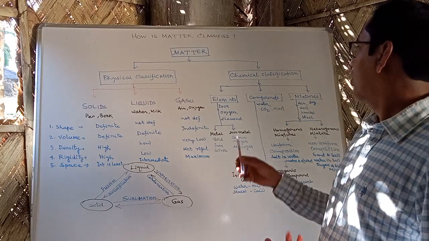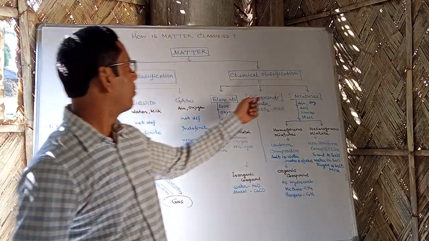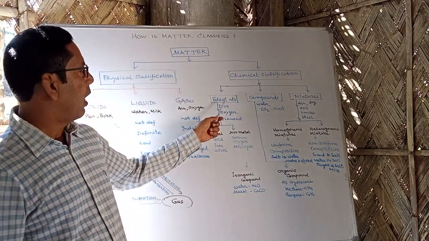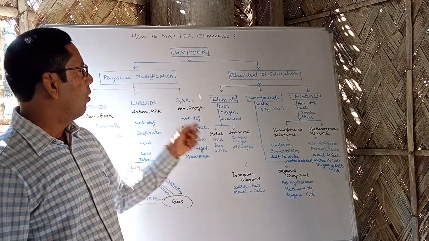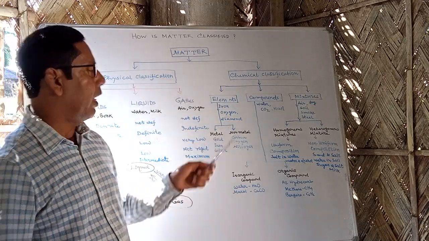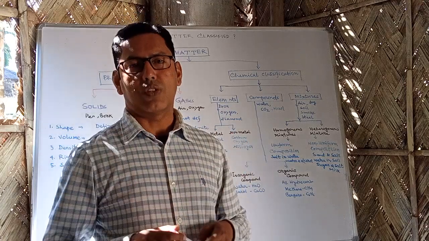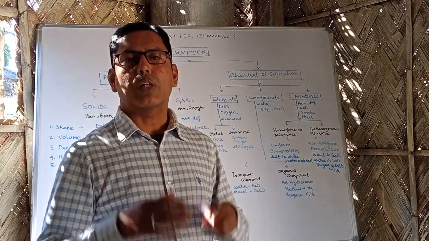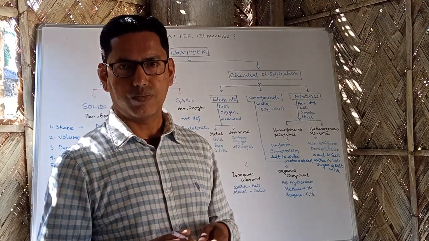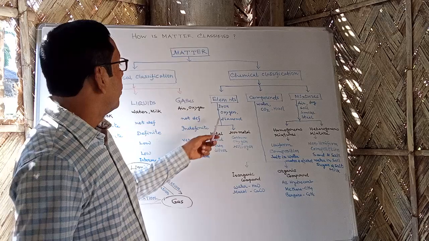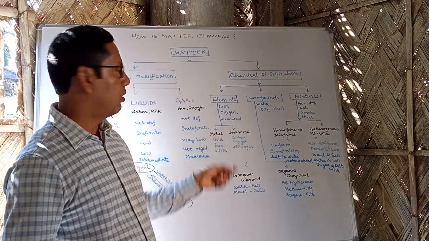Okay. Next, on the basis of chemical properties, matter is of three types: elements, compounds, and mixtures. Which are elements? Elements are the pure substances which cannot be broken down, which cannot be split up. So iron, oxygen, diamond, these are all elements.